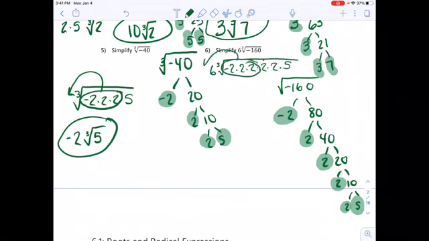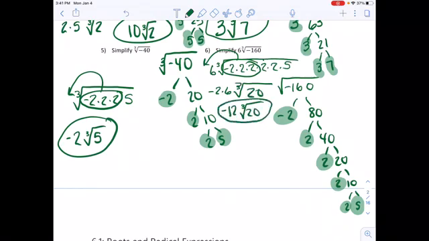You take your group, bring it out front. Once again, that group is going to be -2 times 6 cubed root of 2 times 2 times 5, which is 20. Nothing else can be simplified in there, so we have -12 cubed root of 20 as our simplification.